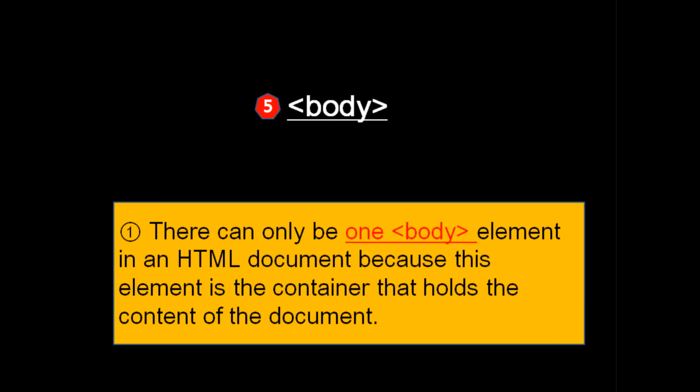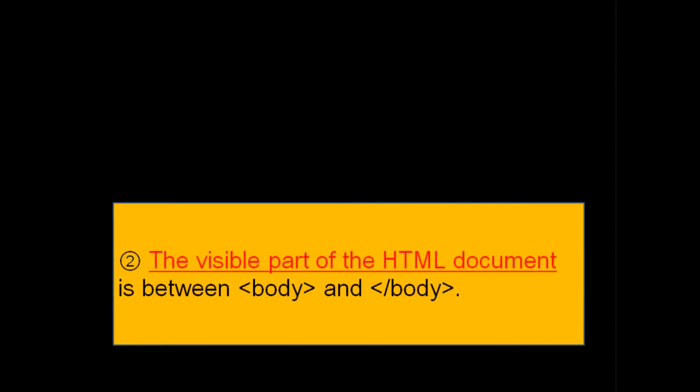Fifth. Description of body. 01. There can only be one body element in an HTML document because this element is the container that holds the content of the document. 02. The visible part of the HTML document is between <body> and </body>.